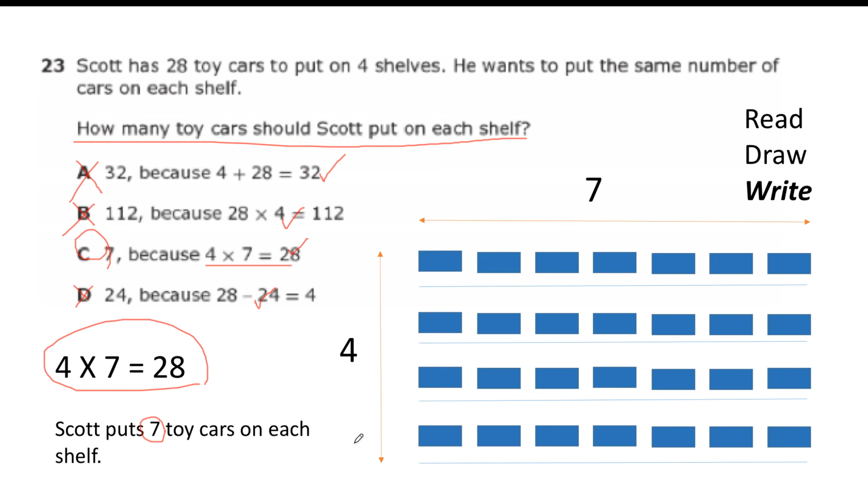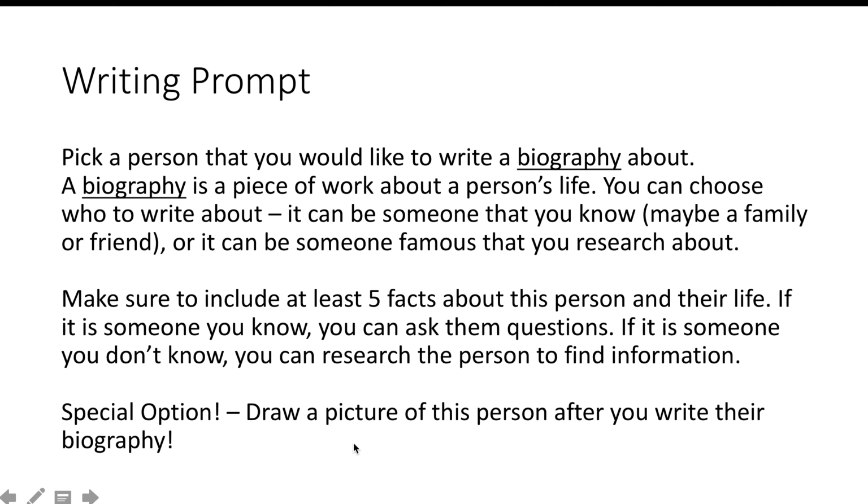Okay, let's go to our writing prompt now. Our writing prompt for today is, pick a person that you would like to write a biography about. A biography is a piece of work about a person's life. You can choose who to write about. It can be someone that you know, maybe a family member or a friend, or it can be someone famous or not famous that you research about.